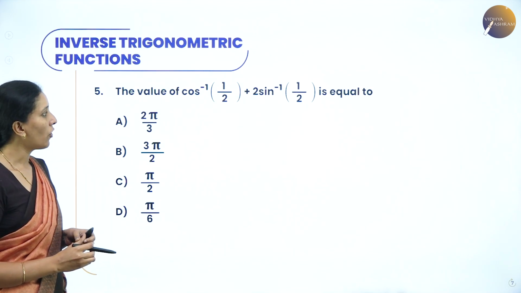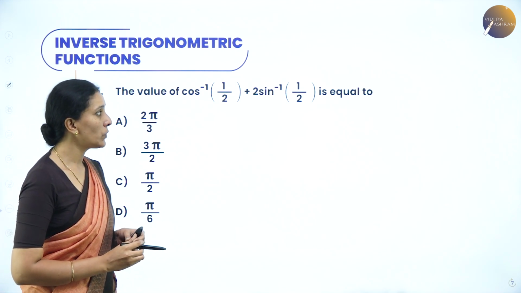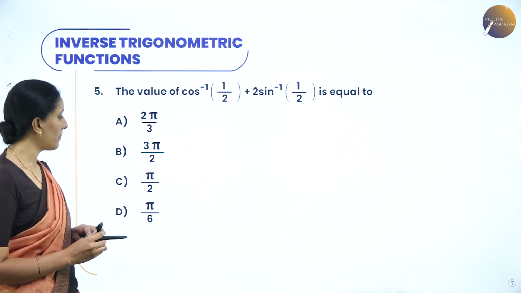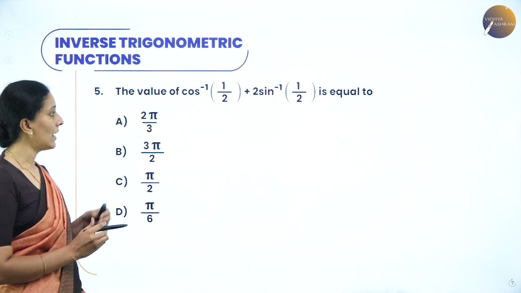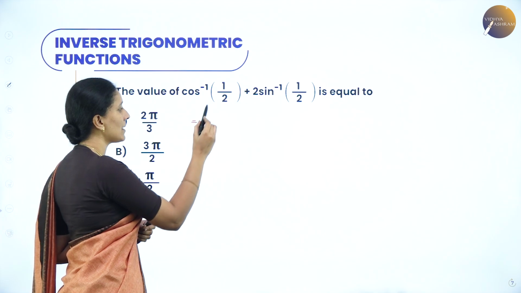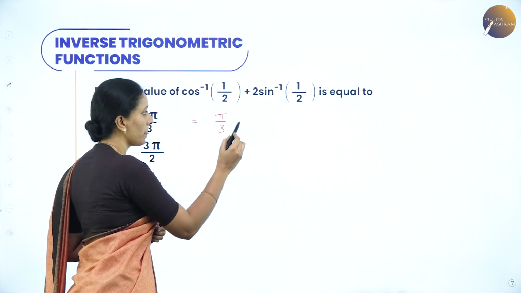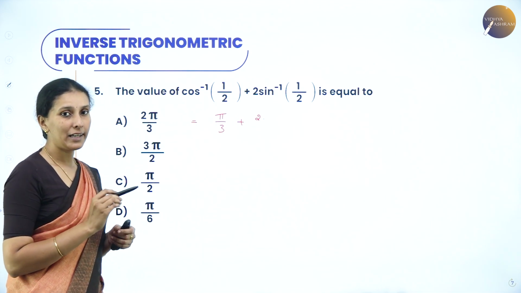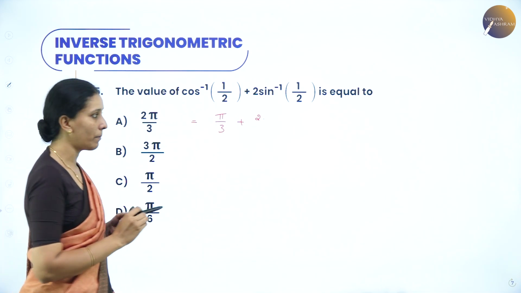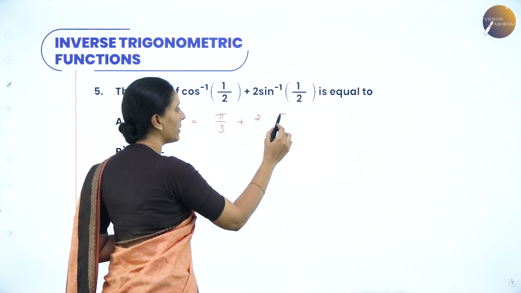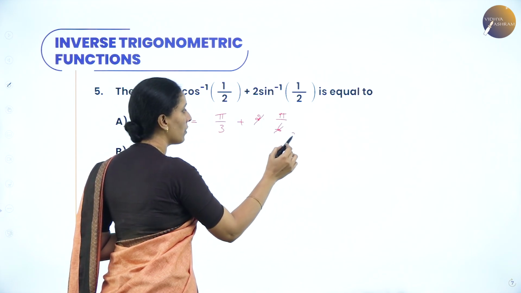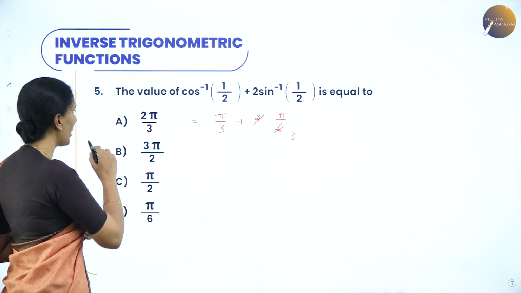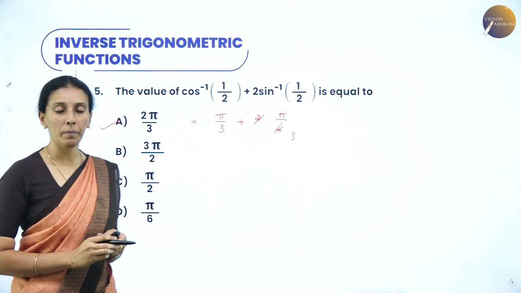The value of cos inverse 1 by 2 plus 2 sin inverse 1 by 2 is equal to: 2 pi by 3, 3 pi by 2, pi by 2, pi by 6. Let's evaluate this. Cos inverse half can be written as pi by 3, and sin inverse half: we know that sin 30 degree or sin pi by 6 will give you 1 by 2. So sin inverse half can be written as pi by 6. So here we'll get pi by 3 plus pi by 3, which gives you 2 pi by 3. So the correct option is option A, 2 pi by 3.